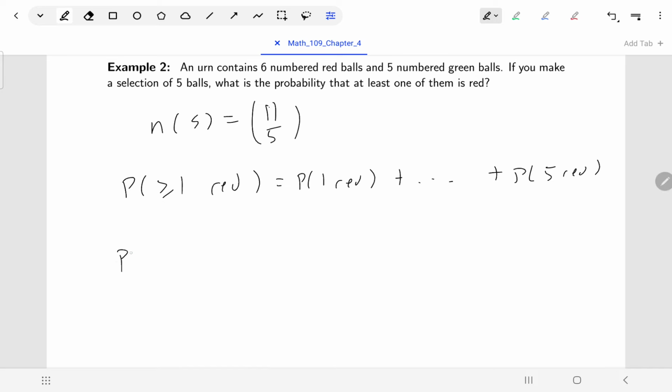I'm thinking about the opposite, though. What about the opposite of at least one marble being red, or at least one ball being red? And the opposite of one or more things being red would be that nothing is red. So in other words, using the complement, it would be a lot faster. I would just do 1 minus the probability of my event not happening, 1 minus the probability of me getting 0 red marbles. And that's easy to do, because to get nothing red, that means everything would have to be green.